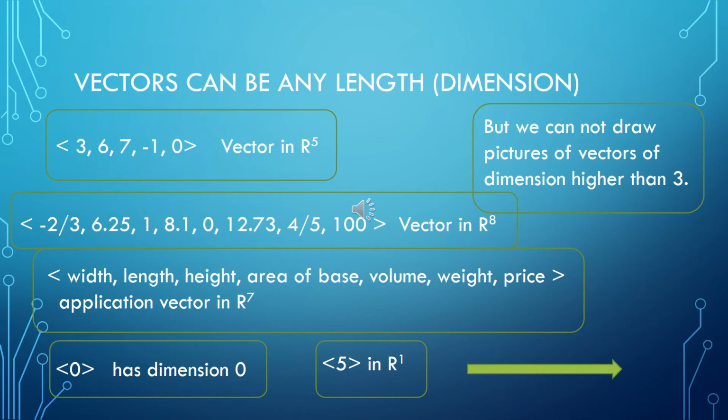If you're in R1, so the first dimension, you just have a single number. So 5 is an example of a vector in R1. I just have a single number. And that would be a vector that points in a direction, length 5. So you can kind of just picture the X number line, just picture a number line, and 5 would mean you've moved 5 spaces on that number line.